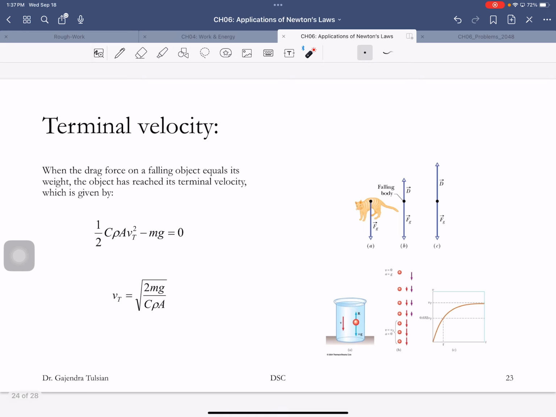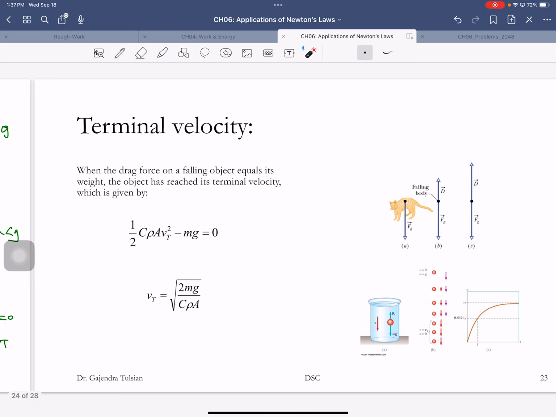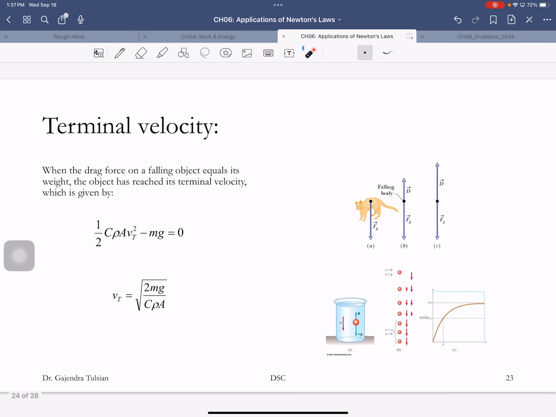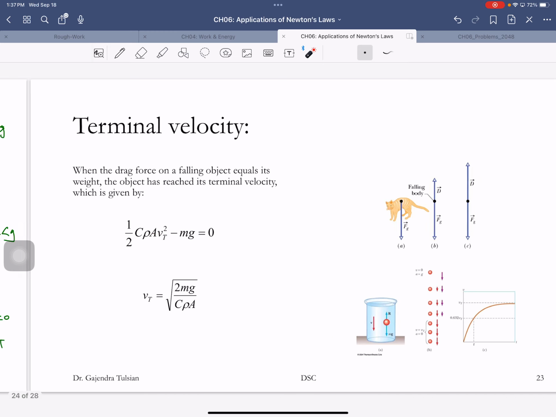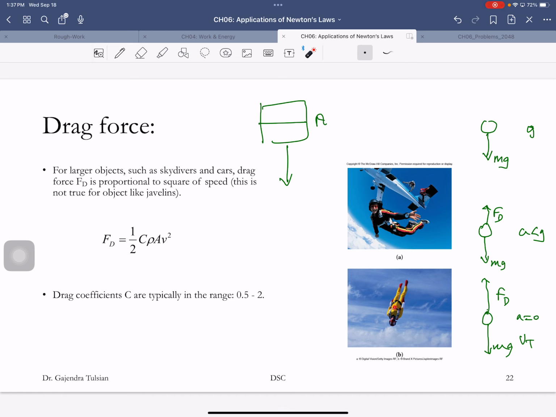So when you reach terminal velocity, the drag force is equal to your weight. Now, in this equation, larger A means smaller terminal velocity. In this configuration, A is smaller than in this configuration, and I believe in this configuration, if you fall head first, your terminal velocity is about 180 miles an hour or so. In this configuration, it's about 120 miles an hour.